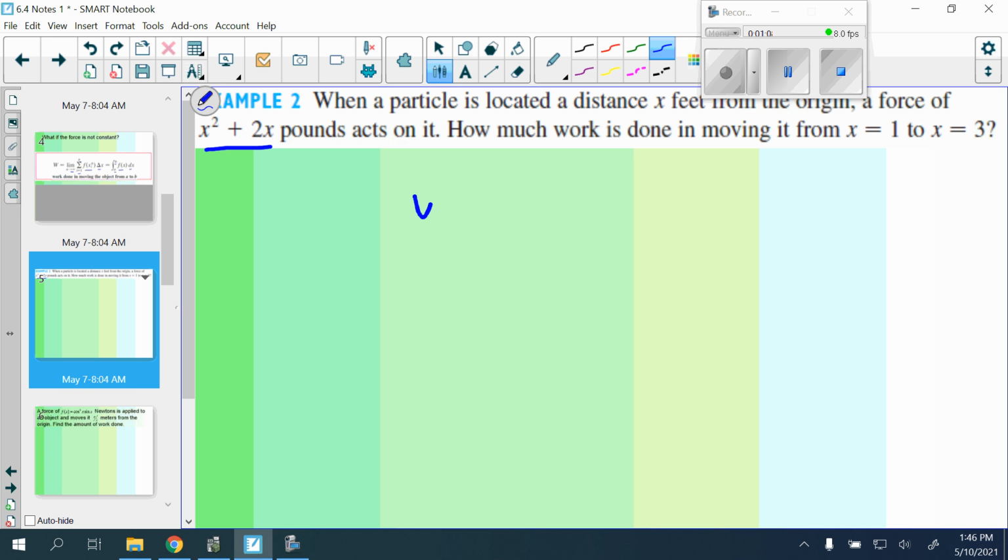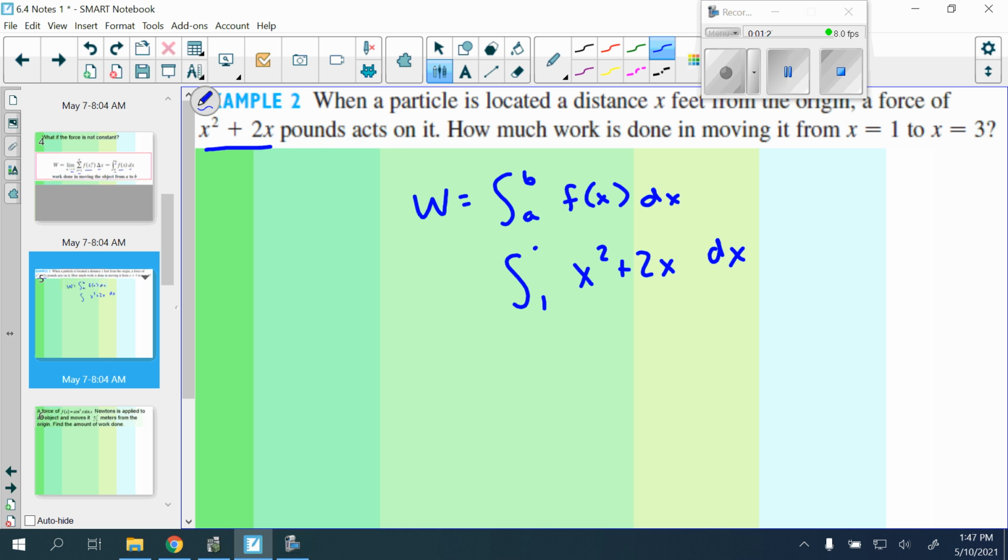So we want to set up an integral here to do this one because it's not constant. So we got to integrate from a to b our force function through the amount of distance we're moving it. So here our force function is x squared plus 2x. We're integrating that from 1 to 3. And if we do that, that should give us our amount of work done.